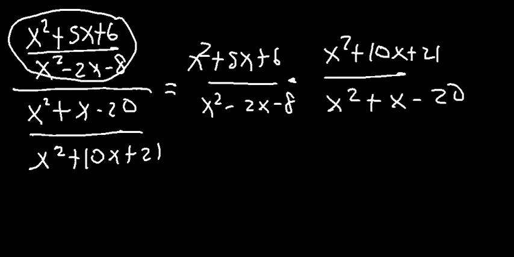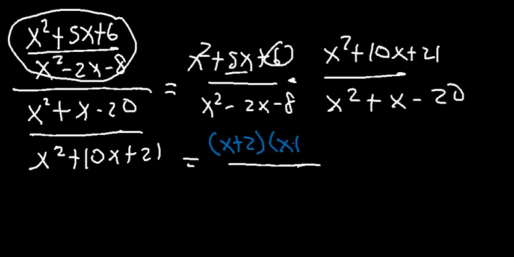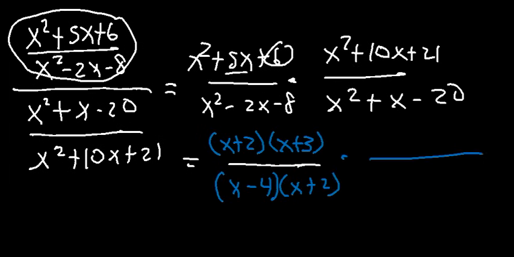So let's go ahead and factor everything. Two numbers that multiply to 6 but add to 5, that's 2 and 3. So this is x plus 2, x plus 3. And two numbers that multiply to negative 8 but add to negative 2, that's negative 4 and plus 2. To factor this expression, 3 times 7 is 21, 3 plus 7 is 10, so it's x plus 3, x plus 7.